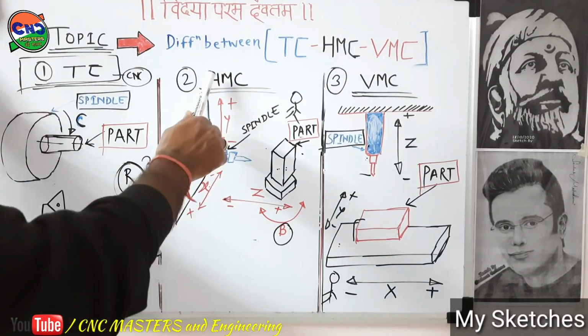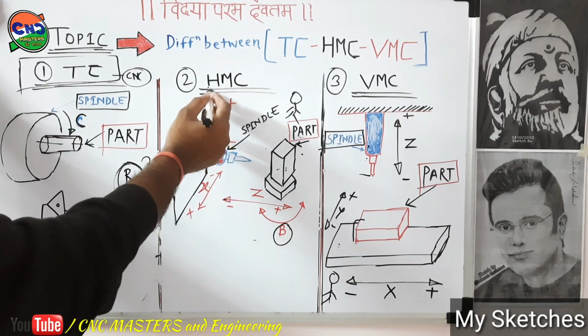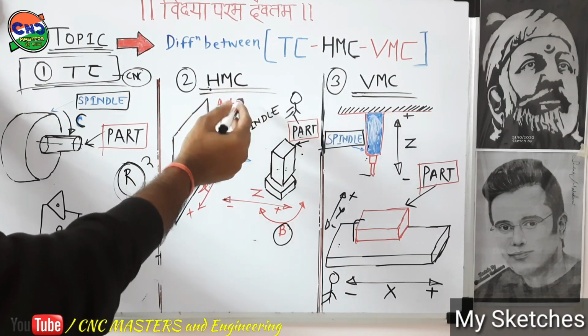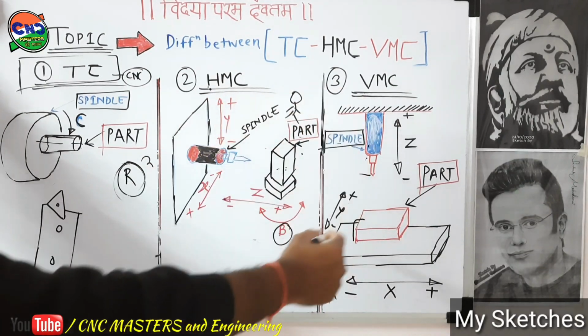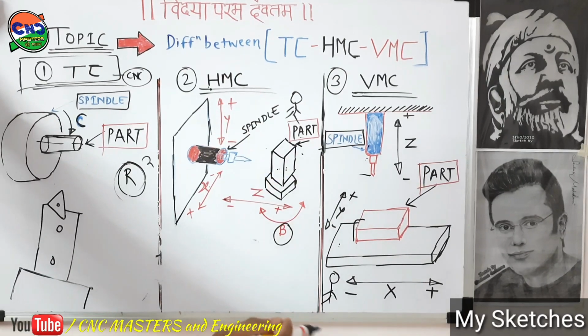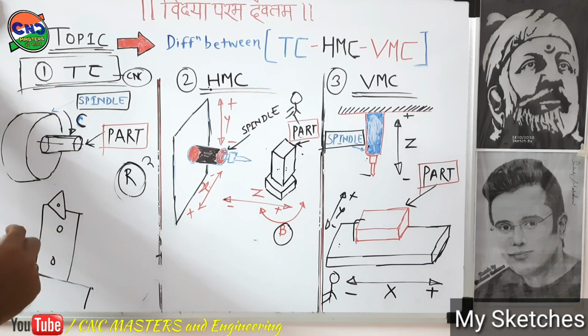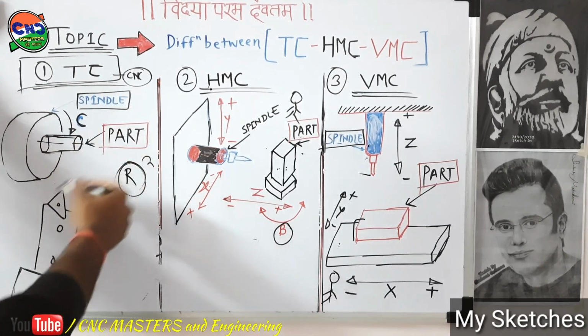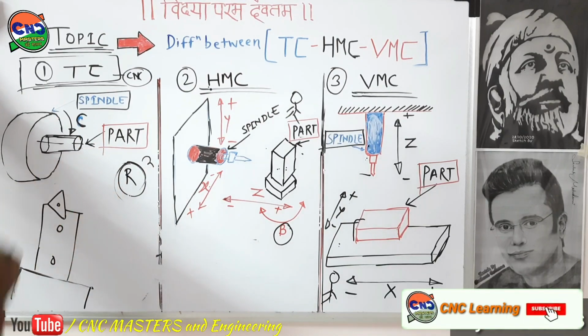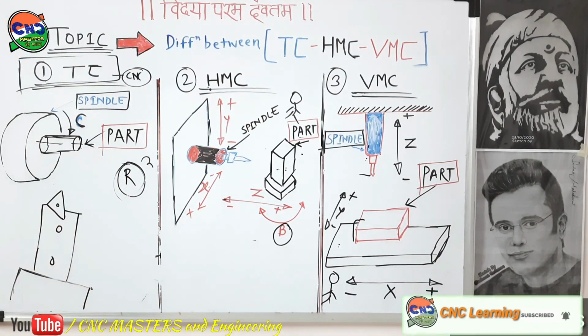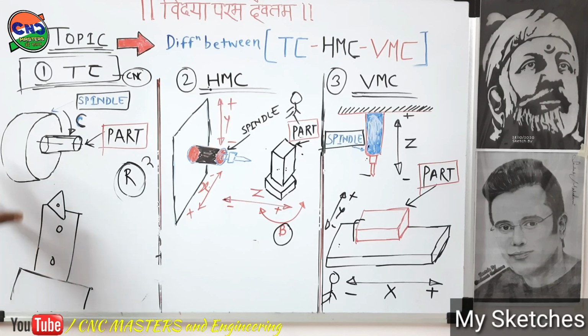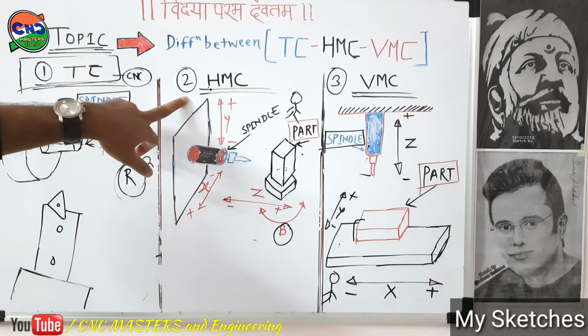So HMC means horizontal machining center. These two types of machine, HMC and VMC, are used for milling purposes, and this type, TC, is used for turning purposes. Turning the job means the job is rotating and we just turn it by these inserts. Normally insert type tools are used in turning centers. Now we move to the HMC.